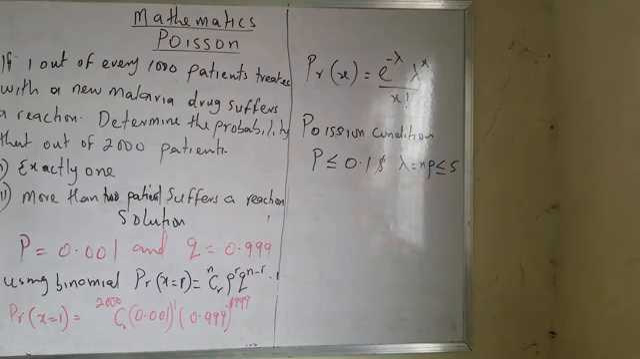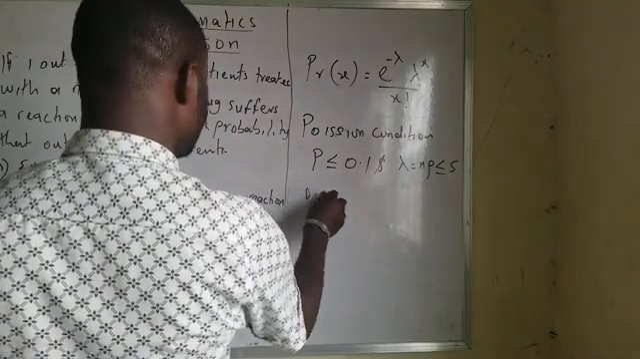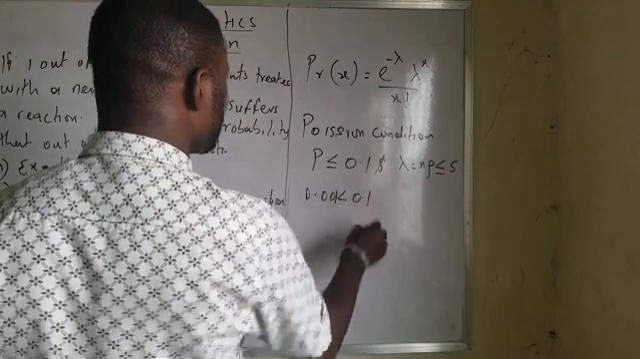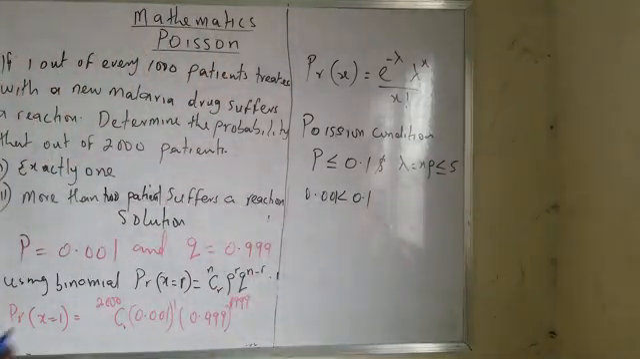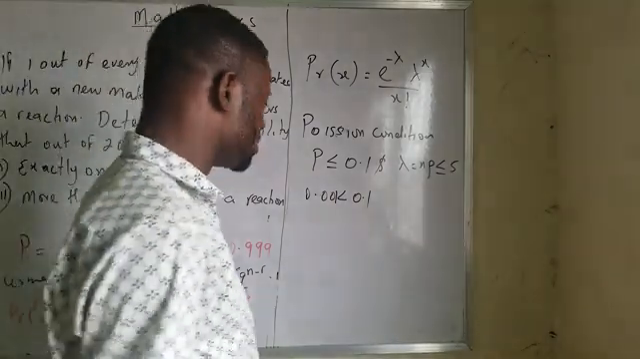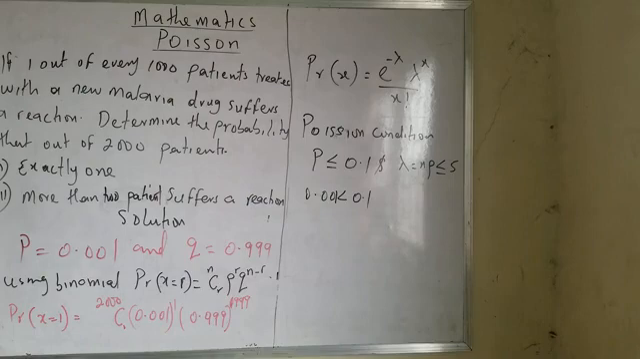Now, what is my P? My P is 0.001, which is less than 0.1. Can you see that this number is less than this number? 0.001 is less than 0.1, which is very correct. And it means that the condition is met.